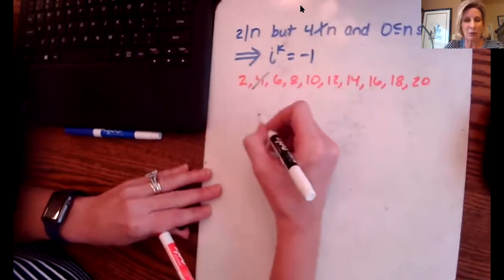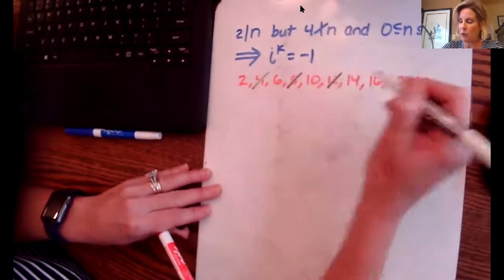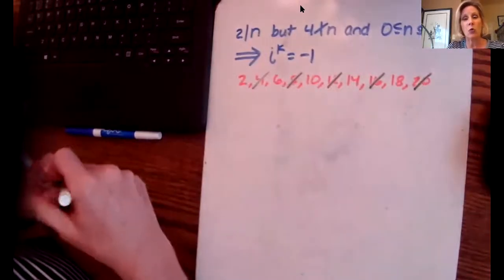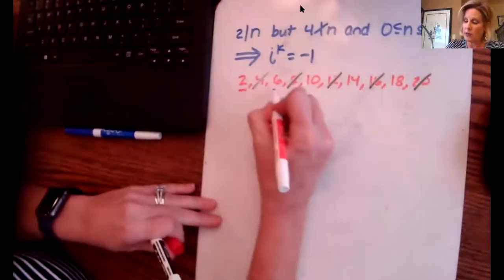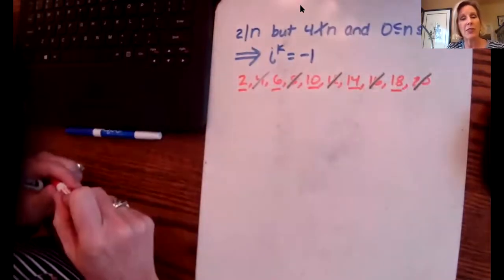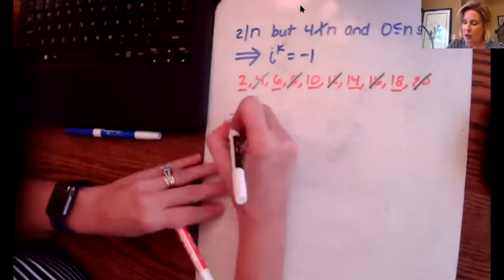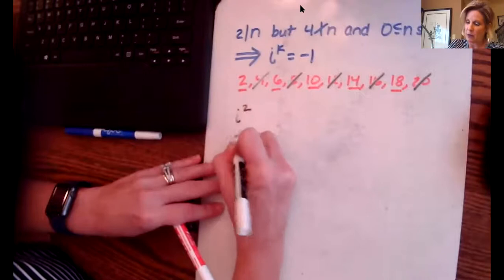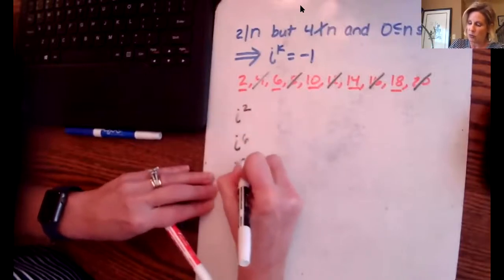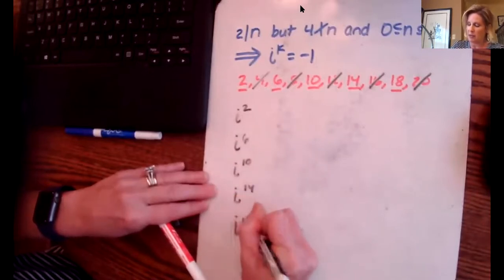4 divides into 4, so omit it from the list. In fact, 4 divides into 4, 8, 12, 16, and 20. So what that does is it only leaves us 1, 2, 3, 4, 5 possibilities. And the method of exhaustion tells us to test each possibility. So I'm going to say, well, what is i squared? What is i to the 6th? What's i to the 10th? What is i to the 14th? And what is i to the 18th?